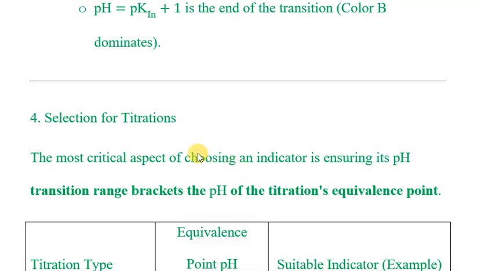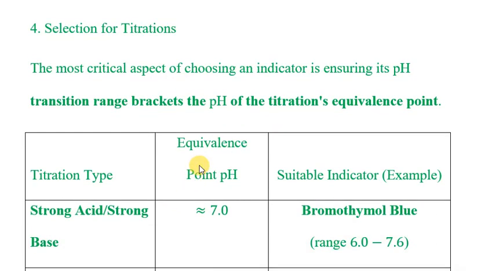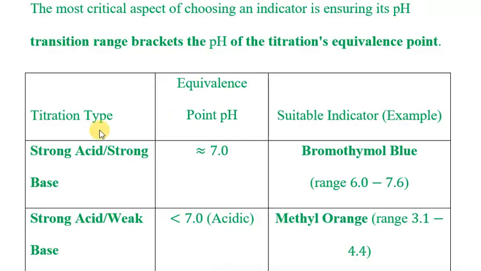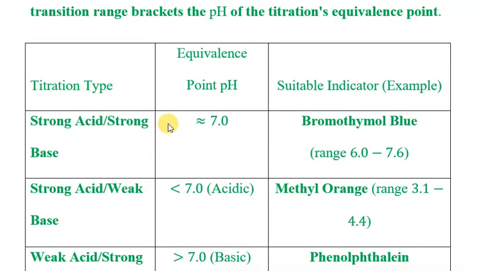Selection of indicator for titration. The most critical aspect of choosing an indicator is ensuring its pH transition range brackets the pH of the titration's equivalence point. For strong acid and strong base, the equivalence point is 7. A suitable indicator is bromothymol blue. Its pH range is 6 to 7.6. In this range it shows the color.